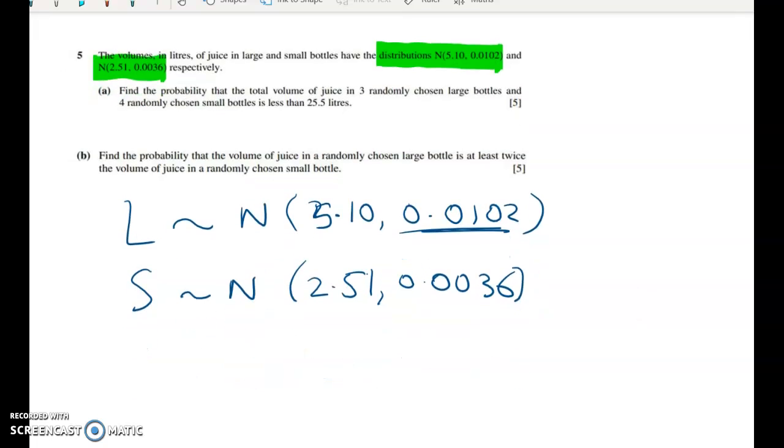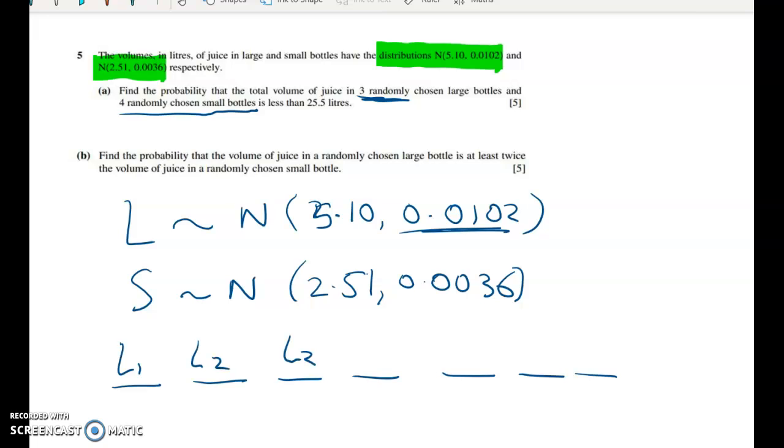The first question asks us about the total volume of juice in 3 randomly chosen large bottles and 4 randomly chosen small bottles. If you're having trouble with this, just draw a picture like this of what we've got varying. We've got 7 things here that have got variability about them: the first large one, second large one, third large one, and then the small bottles, S1, S2, S3, and S4.